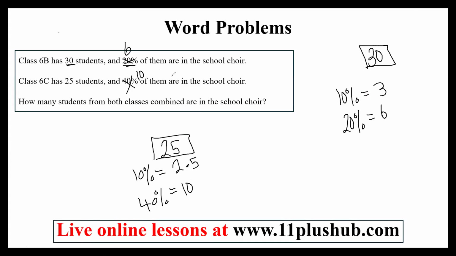And now my answers are literally written on the screen. I just need to combine them. I've got 6 from class 6B. I've got 10 from class 6C. So altogether, there are 16 students combined from both classes.